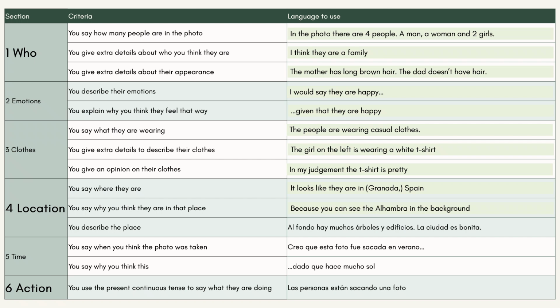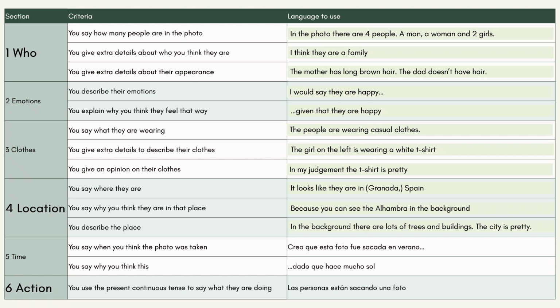Al fondo hay muchos árboles y edificios. La ciudad es bonita. In the background, there are lots of trees and buildings. The city is pretty. Okay, so I can say that regardless of whether I know which city they're in or not. One thing I would say is if you're going to just be generic and say, I think they are in a country, always go for Spain, unless there is really obvious evidence to the contrary, because this is Spanish GCSE, so chances are this picture was taken in a Spanish-speaking country.